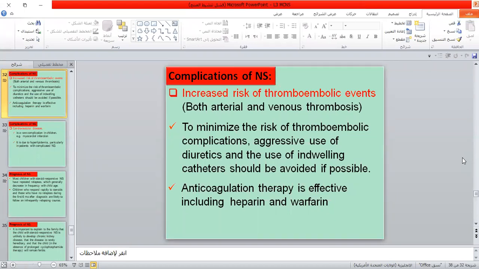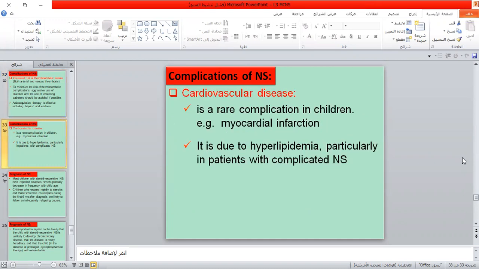Other complications هي increased risk of the thromboembolic event وناقشناها ليش تصير. على مود نقلل ال risk of the thromboembolic complication, aggressive use of diuretic therapy مثل ما قلت should be avoided, and use of the indwelling catheter should also be avoided. يعني الكانيولا ما أخليها تطول أكثر من يومين 3 عند البيشنت على مود لا يصير عنده thromboembolic phenomenon. Anticoagulant therapy is effective, including heparin and warfarin.